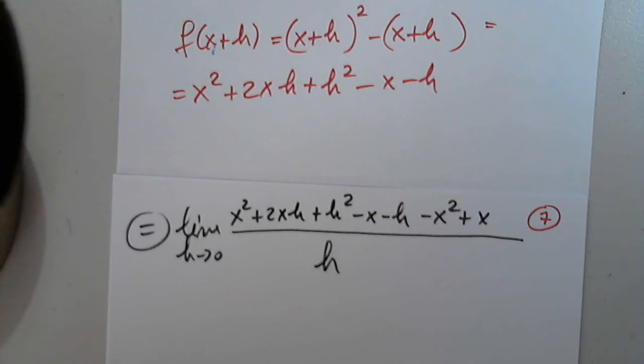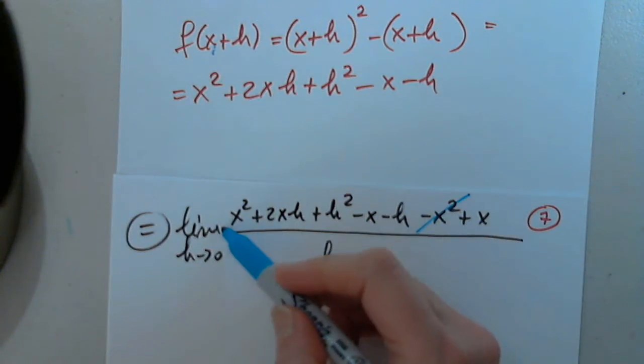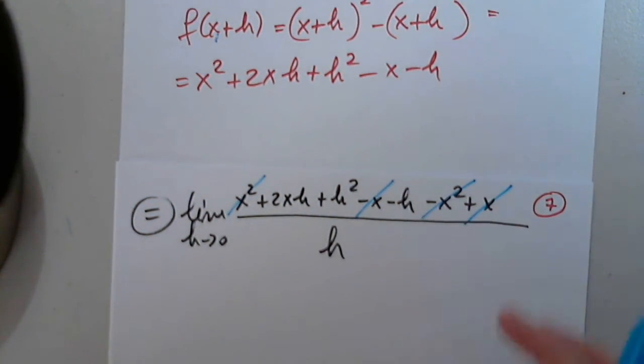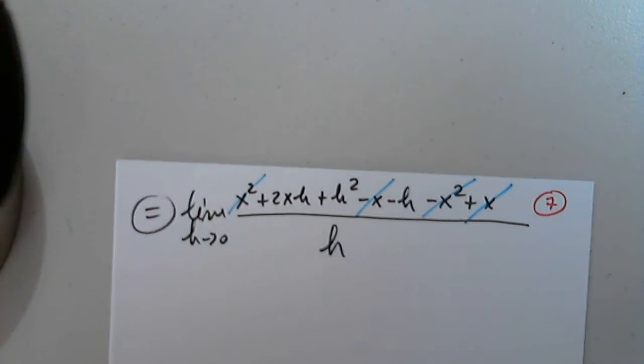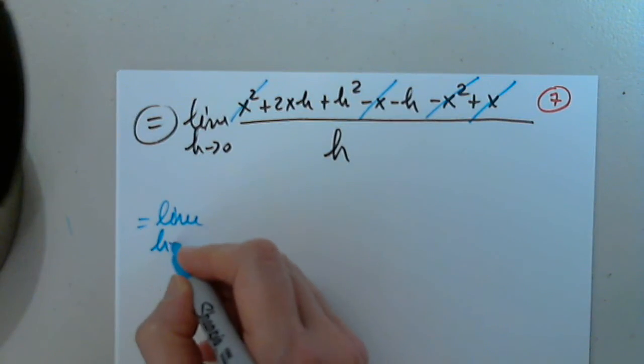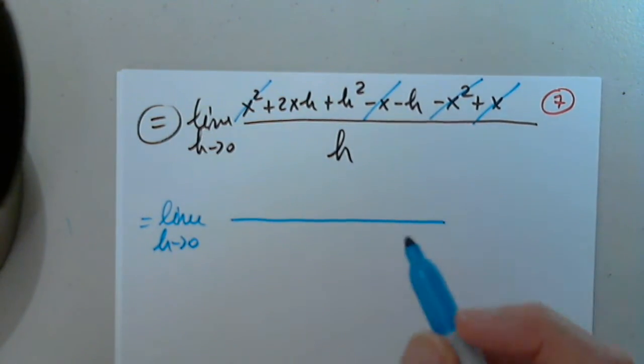Everything with h's has to be removed from the numerator. Without h, yes. Negative x squared with positive x squared, positive x with negative x. What is the second thing that has to happen for sure? You have to factor out h. Yes, I don't divide, but you're right.